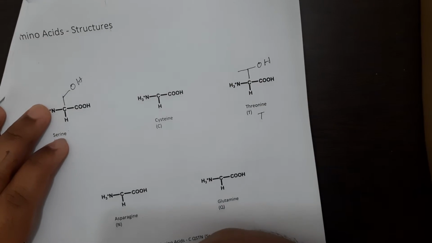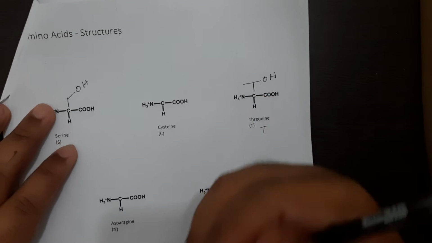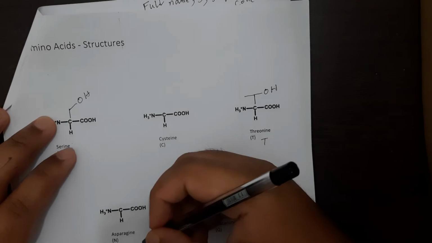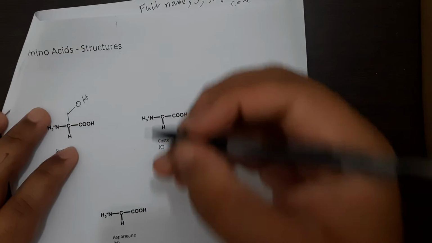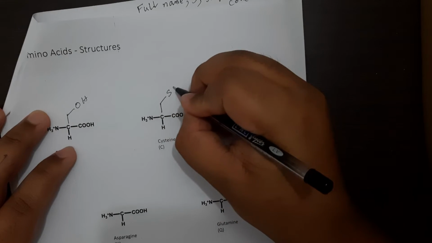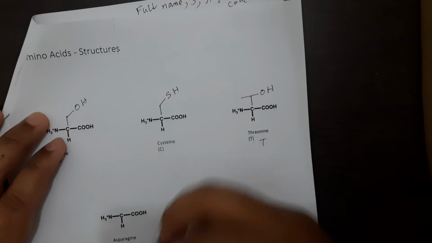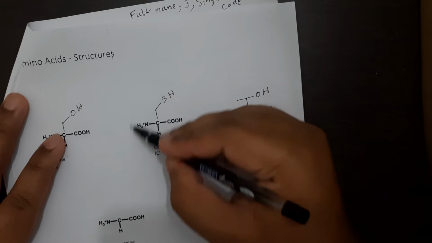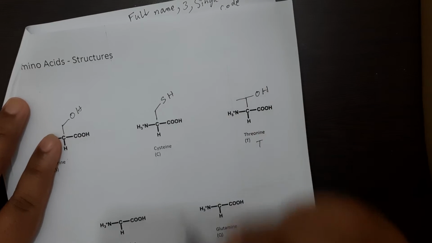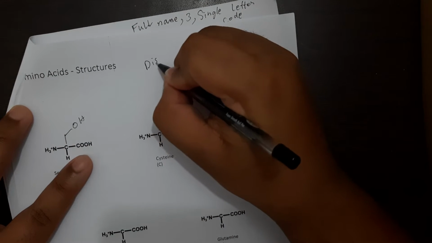Now let's go into cysteine. Cysteine, as I mentioned before, is one of the two amino acids which have a sulfur group attached to it as a functional group. Now how to draw it is from your beta carbon, just draw a thiol group or a sulfur group to it. So this is the structure of cysteine, and it is very important to note that cysteine forms disulfide bridges.